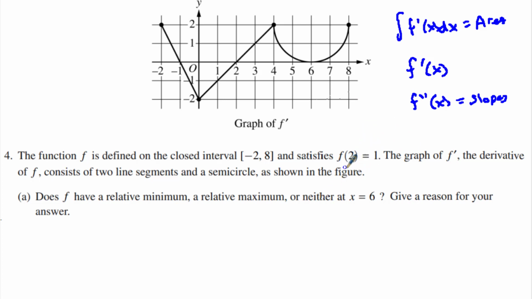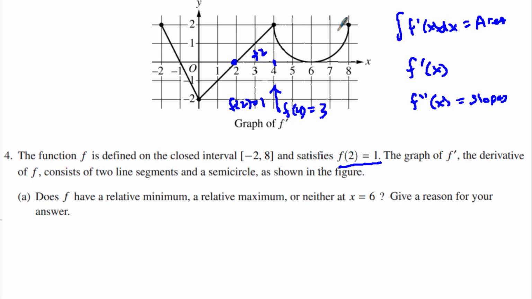The other thing you want to understand is that f of 2 is equal to 1. So right here, f of 2 is equal to 1, which means we can know our position at any single point in time by just taking the areas. You can see at x is equal to 4, we have 2 and 2, that's 4 divided by 2 is positive 2, which means f of 4 is equal to 3 because we started at 1 and we went up 2.